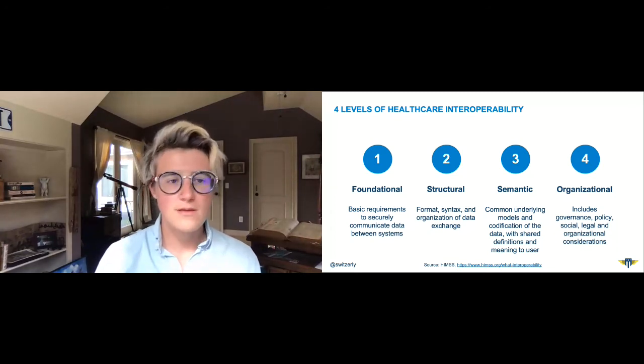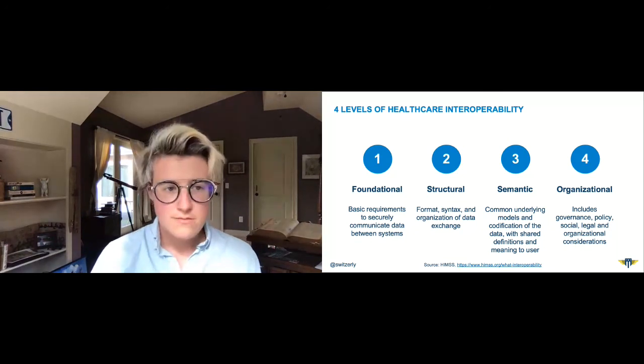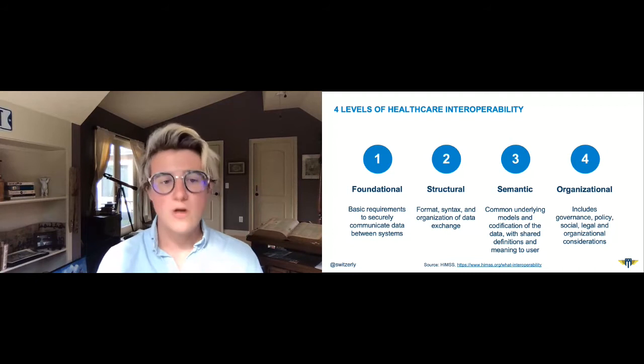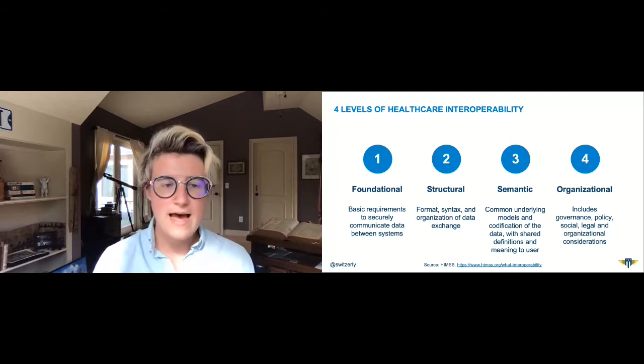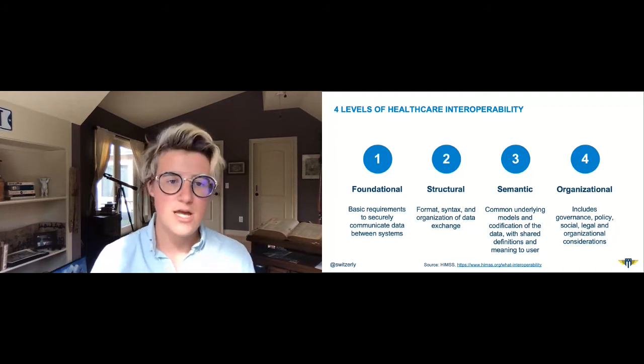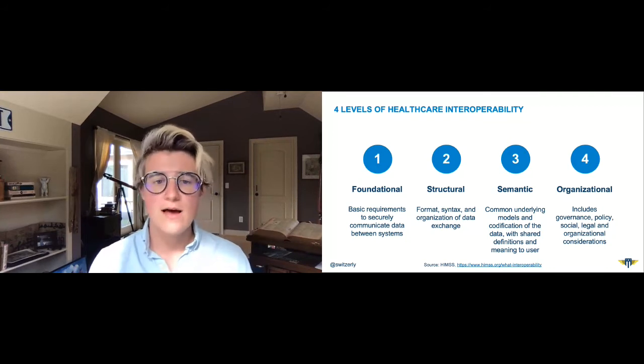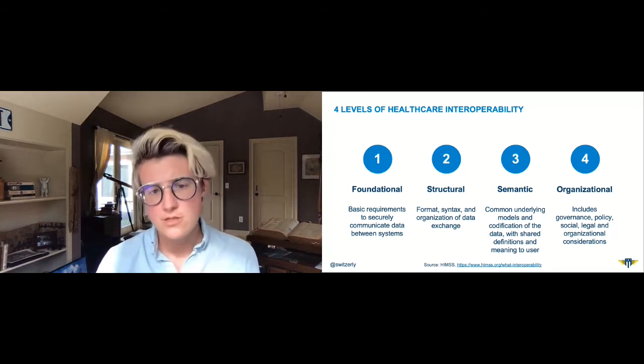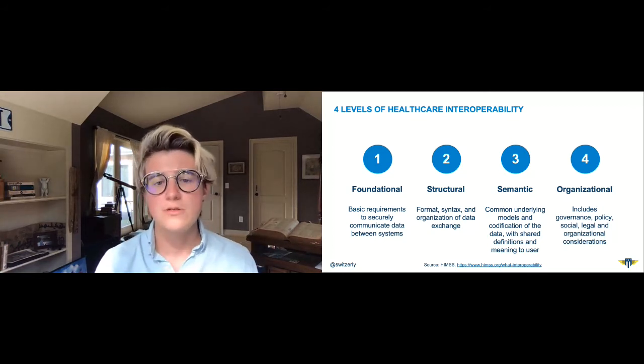We're talking about 4 levels. Foundational, so basic requirements to securely communicate data between systems. Structural, which is the format, syntax, and organization of the data exchange. Semantic, underlying resource models, codification of the data, shared definitions and vocabulary, as well as organizational, which is the governance, policy, social, legal, and organizational considerations.